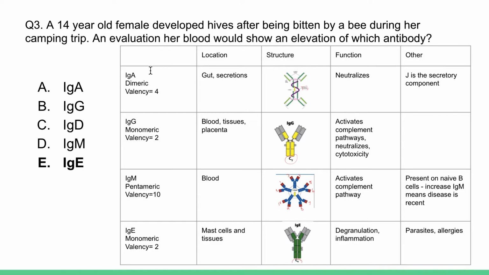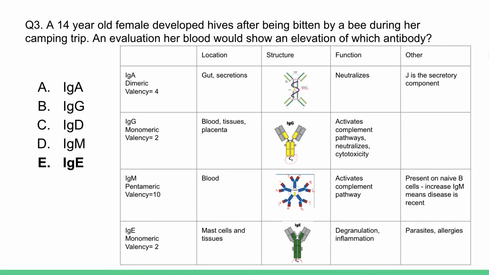And IgA is really important. It's present in our mucus lining, in our throat, in our upper respiratory tract. It acts like the first line antibody. It's like the first line agent in the mucous membranes. And it has 4 antigen binding sites. So valency is 4, and it's dimeric.